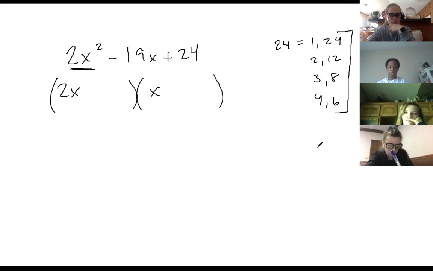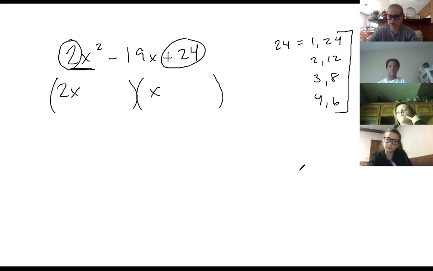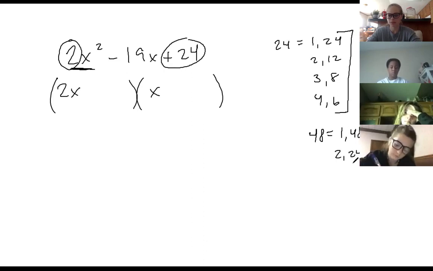Well, here's where you need to now multiply your first and your last terms. 2 times 24, that's 48. Now let's factor terms of 48 instead, which we just did: 3 and 16, 4 and 12, 6 and 8. There we go.